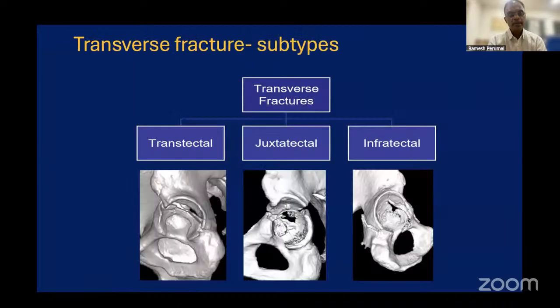When you come to the transverse fracture, there are a lot of subtypes. One is the transtectal, which goes through the weight-bearing dome. In the juxtatectal, it is just at the weight-bearing roof, which is intact. And the infratectal is at the level of the cotyloid fossa.